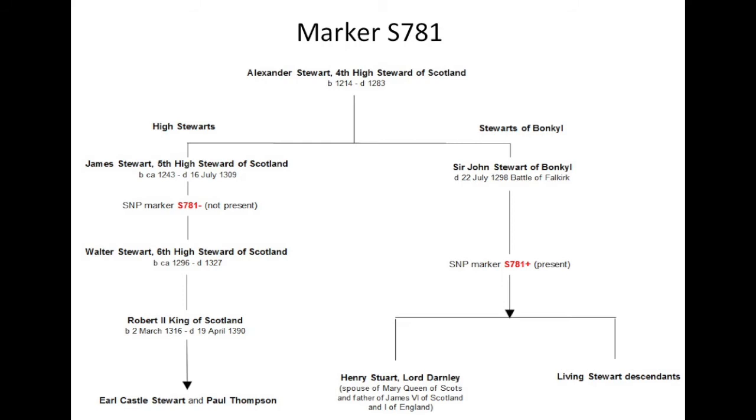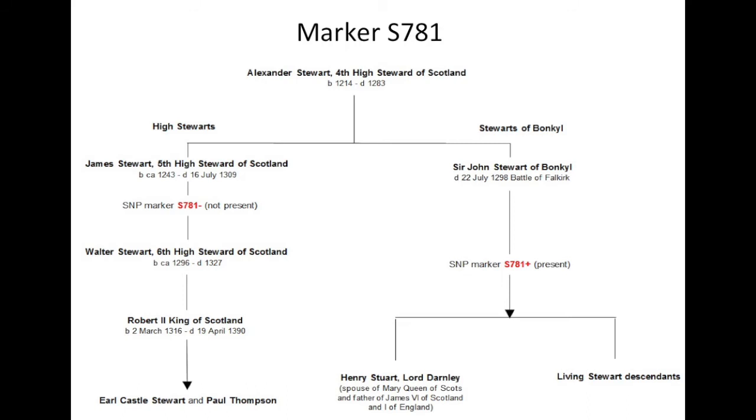So this slide shows some of the descendants from these major lines. On the right-hand side here we have the Stewarts of Bonkell, there's Sir John there, all carrying the S781 SNP. So we've got down here Henry Stewart, Lord Darnley, husband of Mary Queen of Scots, father of King James I of Scotland, 6th of Scotland, 1st of England. And there are, of course, other living Stewart descendants down there.